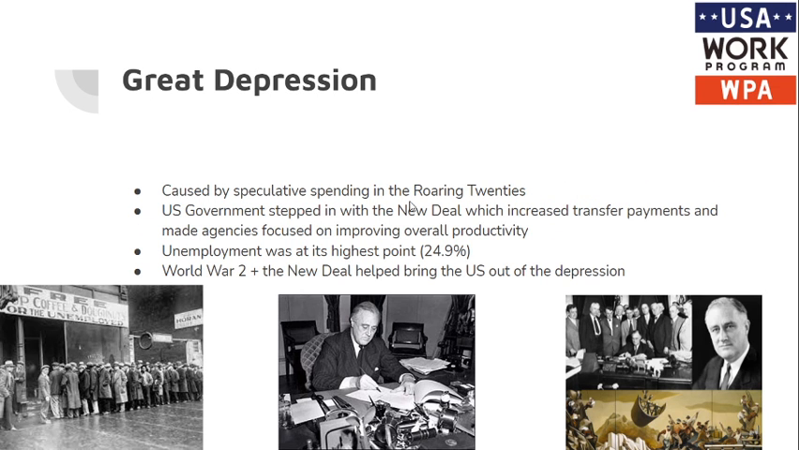Alright, next up is the Great Depression. The Great Depression was probably one of the biggest failures in United States economic history. The reason for this was, it was caused by speculative spending in the Roaring '20s. What is speculative spending, you ask? So speculative spending is basically spending on credit.